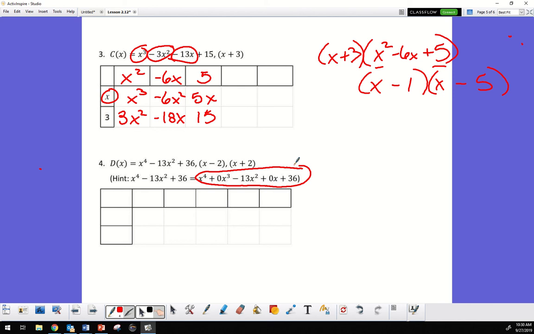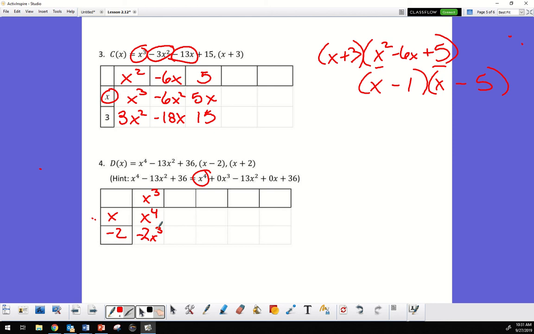So what am I writing down here on the left-hand side? X minus 2. X and negative 2. Very good. So the first box right here is x to the 4th. You agree? X to the 4th, that's my first term. So what's going to give me x to the 4th? X cubed. And then work our way down.